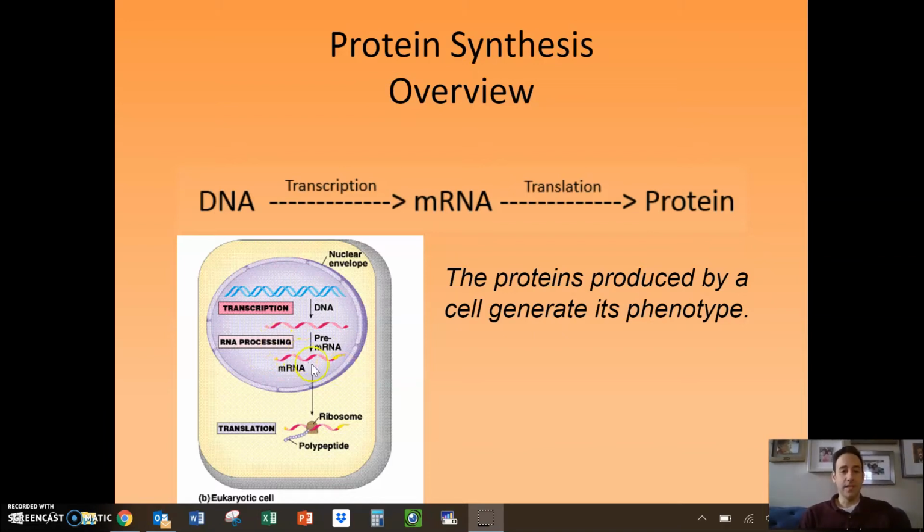We then are able to leave the nucleus with that smaller recipe that can fit through the nuclear pores, where we go to the ribosome, the kitchen, and that's where we do this process called translation to actually make the protein. And again, this is the link between genotype, the information in DNA, and phenotype, the physical manifestation of what's actually happening in the cell.